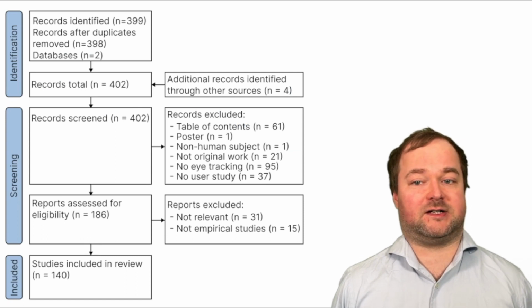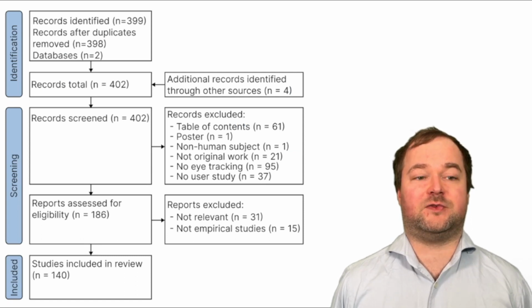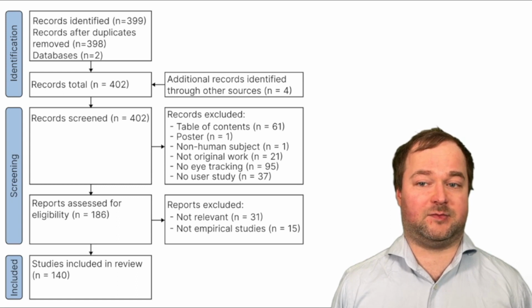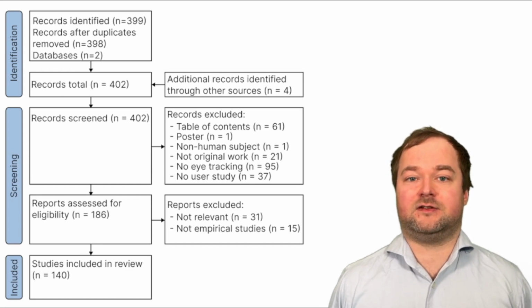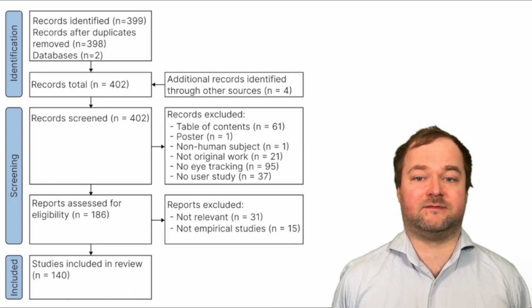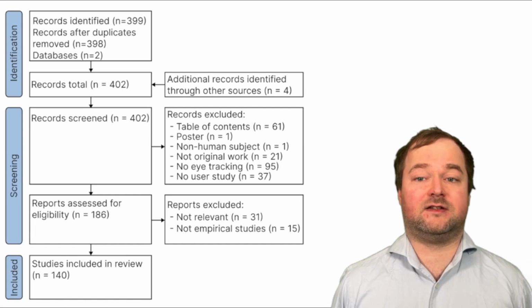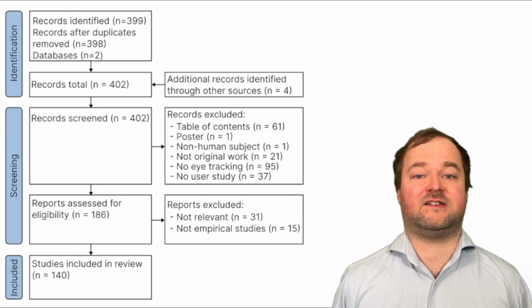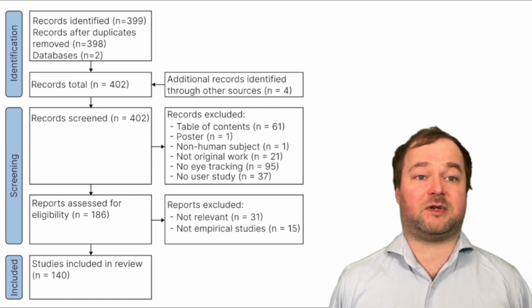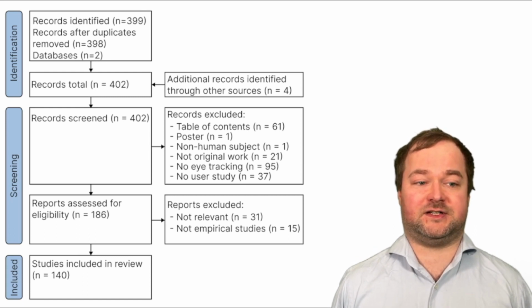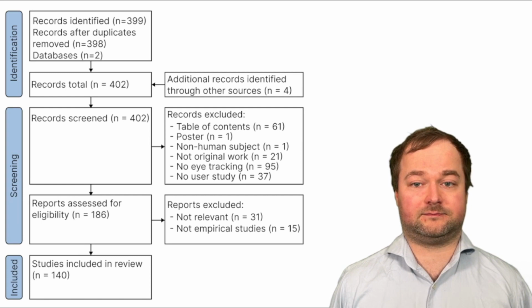We followed the PRISMA guidelines to review prior work, which is well known in the HCI domain. In this review, we aim to identify methods used for handling blinks, the use of blink detectors, meaning how blinks were identified, and the task that was used for this study. We explored two databases, namely the ACM Digital Library and IEEE, for a total of 399 records. After applying all our exclusion criteria, we were left with 140 studies to be included in our review.